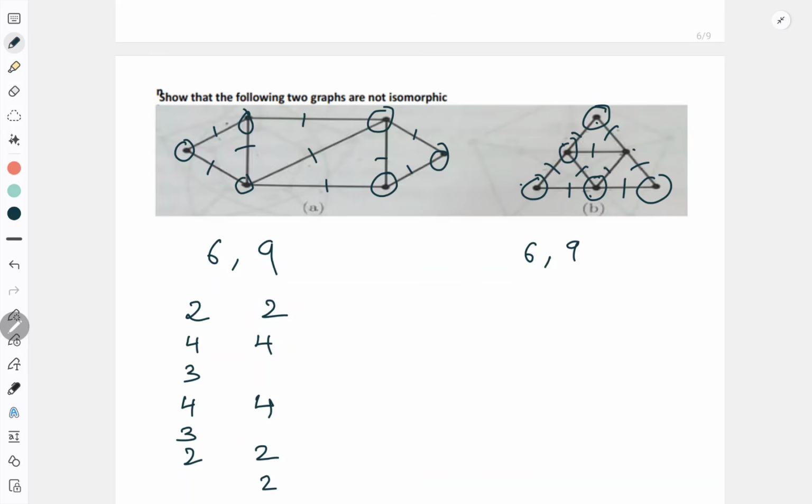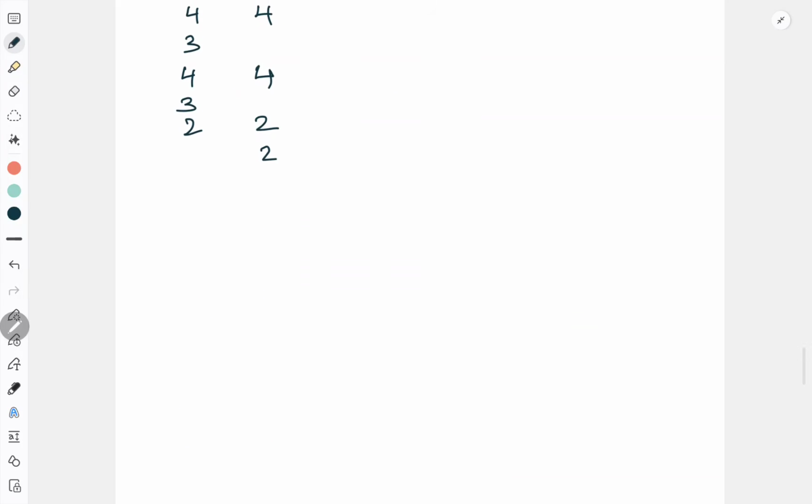Understood? This is how you have to do. If you name them A, B, C, D, E, F and here P, Q, R, you can easily say that in G dash I have a vertex with degree 2 which is P, but in G I don't have any vertex with degree 2. Or you can say there are 3 vertices with degree 2 here, there are 2 vertices with degree 2 there, so I will not find the adjacency in that case. So they are not isomorphic.